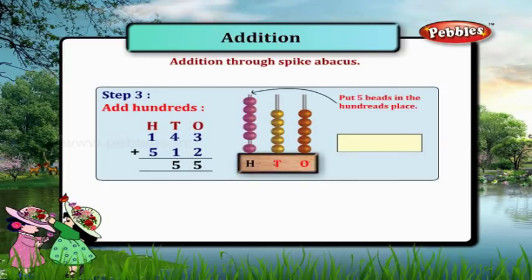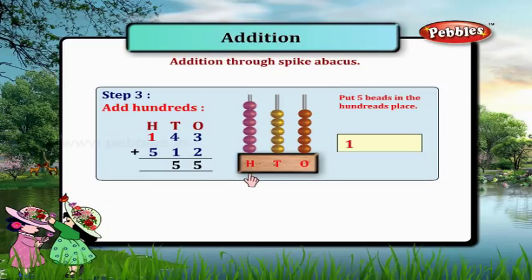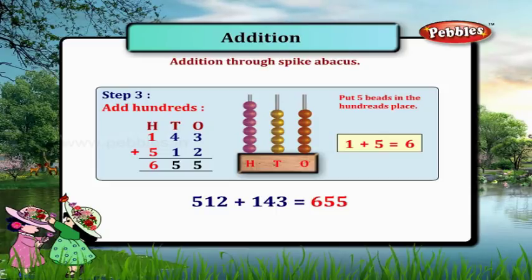Step 3. Put 5 beads in the hundreds place. Now add the hundreds. 1 plus 5 is equal to 6. Write 6 below the hundreds place. 512 plus 143 is equal to 655.